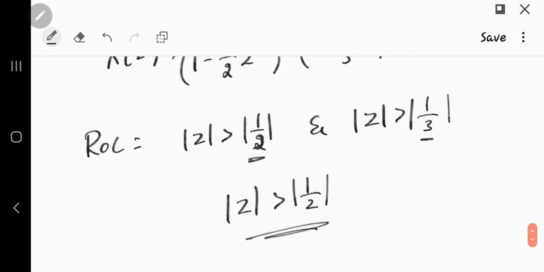And I hope you have understood these methods. So try some more examples on properties of Z transform. That means apply the properties and try to get the result. These are the different types I tried here.